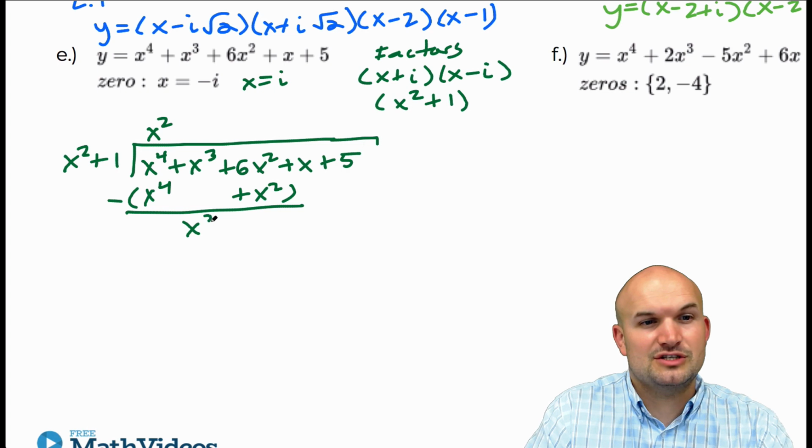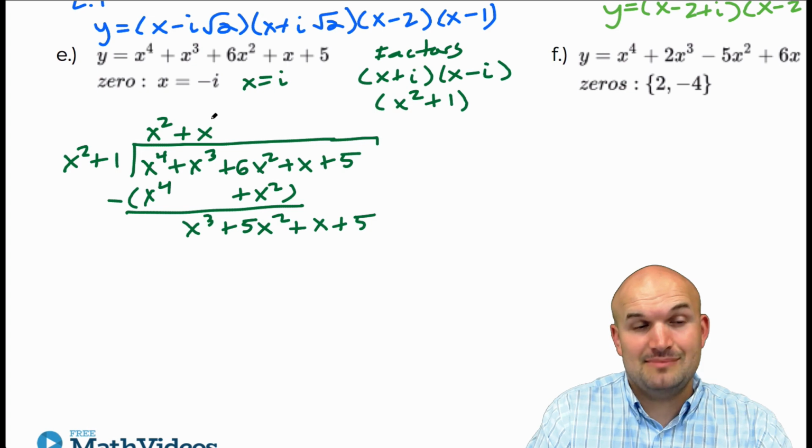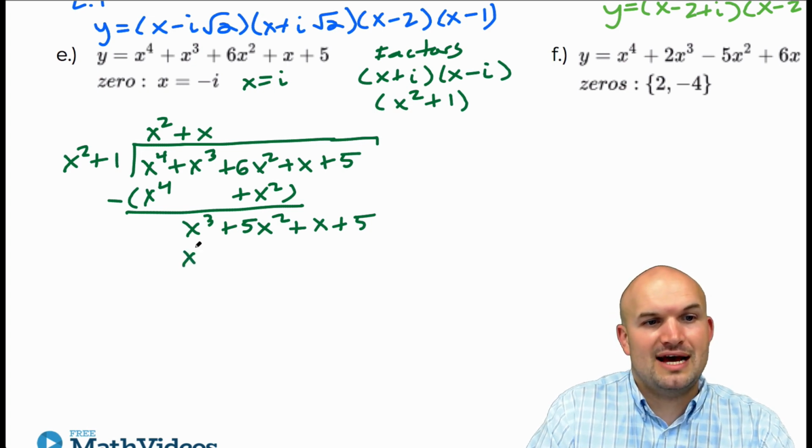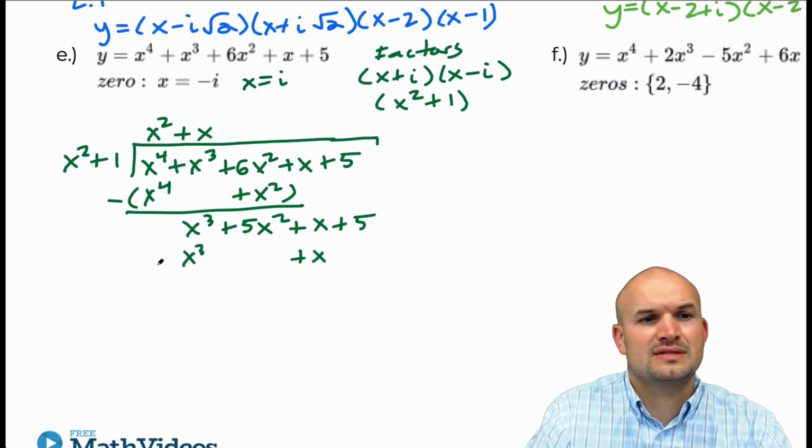We're left with an x cubed, and then 5x minus this is going to be a positive 5x squared. Let's just subtract all of them, so let's bring it all down. Okay, now x squared goes into x cubed. X times x squared is x cubed. X times 1 is a positive x. Again, subtract the rows.